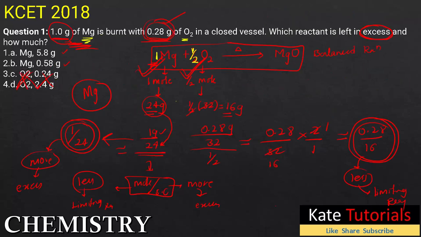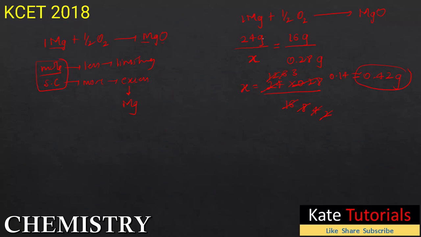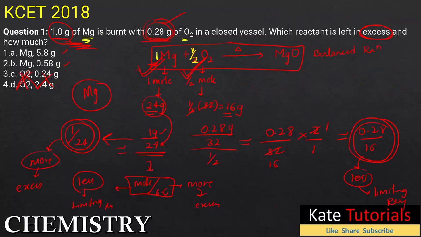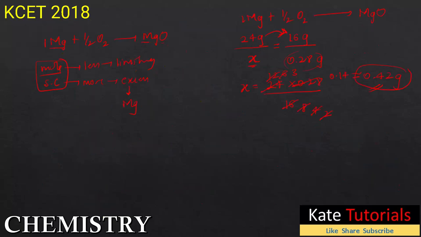Are you getting what I did? 24 gram of magnesium needs 16 gram of oxygen. If I take 0.28 gram of oxygen, then 0.42 gram of magnesium is required. But how much have they taken? They have taken 1 gram. So it is in excess. They have taken 1 gram of magnesium, but the requirement is only 0.42 gram. Right?